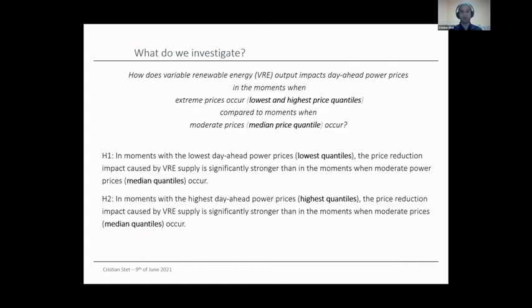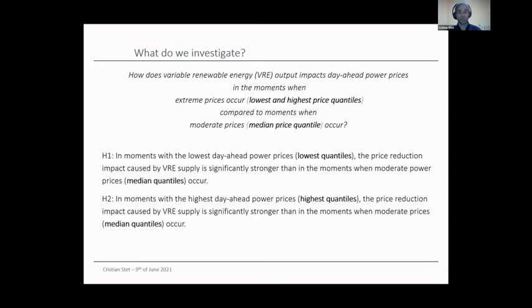The main research question that we try to solve with this paper is: is the impact from renewables on day-ahead power prices the same when extreme prices occur as when moderate prices occur? We expect that when prices are already very low or very high, a change in the share of renewables will impact power prices much more than when prices are already moderate.